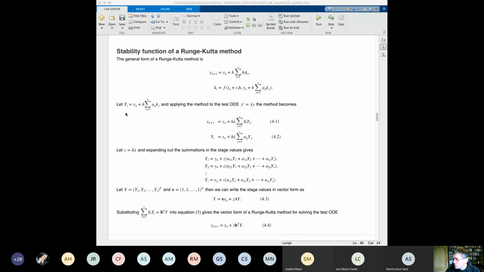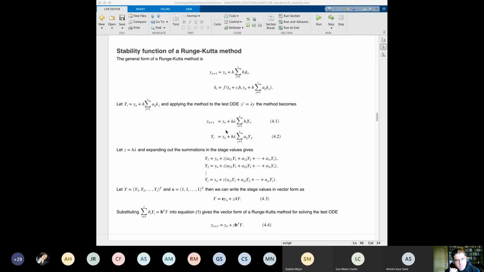Remember, we introduced a big Y, so instead of the second argument in our function in the stage value, we're going to use this. And because we're using a test ODE, f(t,y) is just lambda y, this simplifies our Runge-Kutta method to these two. This is the updating of our solution, and equation 4.2 is the stage values. So you can see it's simplified quite a lot. We don't have a function, and notice that our coefficient lambda comes outside of the summation.